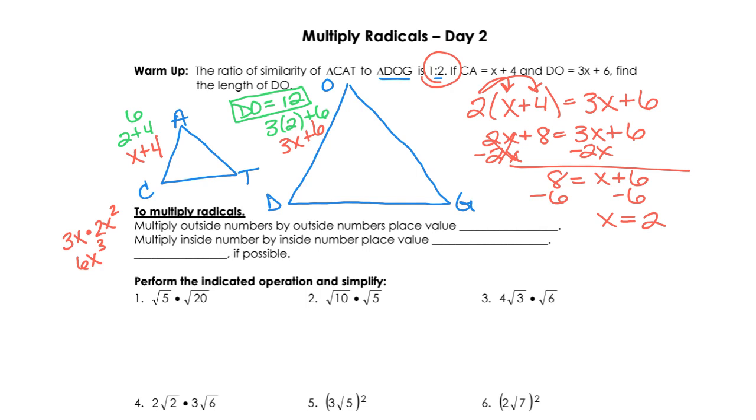So you're going to multiply the outside numbers by the outside numbers, and you're going to place that value outside. Then you're going to go ahead and multiply the inside numbers by the inside numbers and place the value inside. Okay, and then we're going to simplify if possible. All right, so here we go.